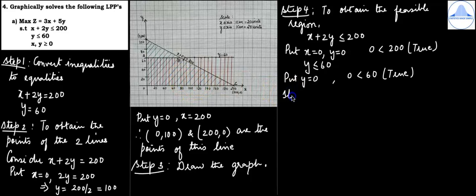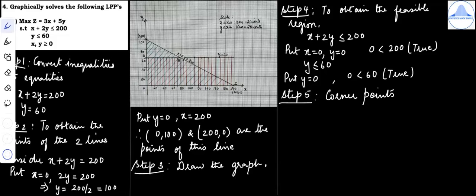So step 5 is to obtain the corner points. So you should find out what are the corner points of this feasible region. Feasible region means again where you have both the blue color lines and the red color lines. Maximization problem, it has to be a closed figure. So this is the closed figure. This you mark as A, this you mark as B, and this you mark as C. Okay, so I'll just use a different ink so that you will be able to make out what the points are.